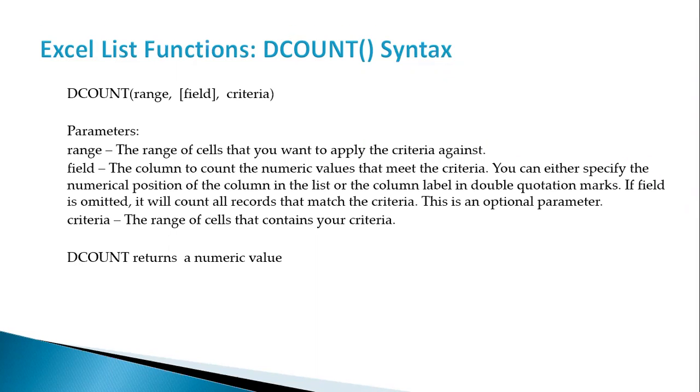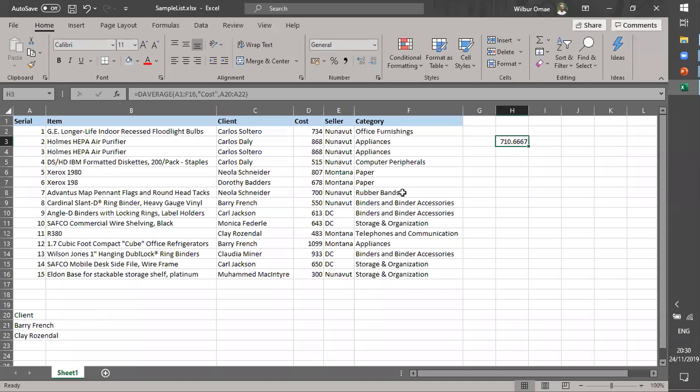And if you omit the field parameter, that is, you just pass the dcount function, the range and the criteria, then it will count all the records that match the criteria. Of course, if you include the field, then it will only count the records within that particular column or that particular field. Otherwise it returns a numeric value just like the others. Now we'll go back to Excel and explore the dcount function.